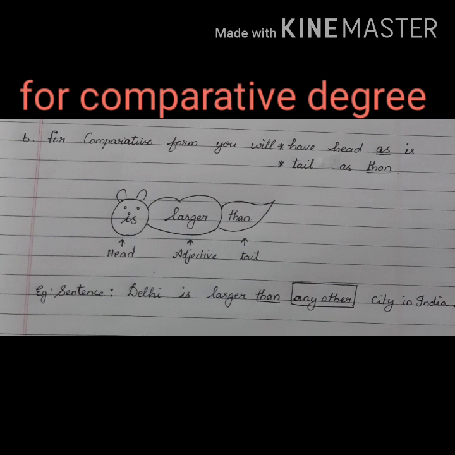Now coming to comparative form, you will have head as is, tail as than. Looking into the picture, head is, adjective is larger, tail is than. When you convert that into a sentence, example sentence, Delhi is larger than any other city in India. Here, the word any other is used for comparative forms.